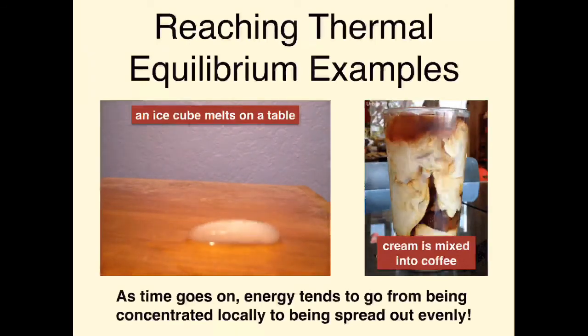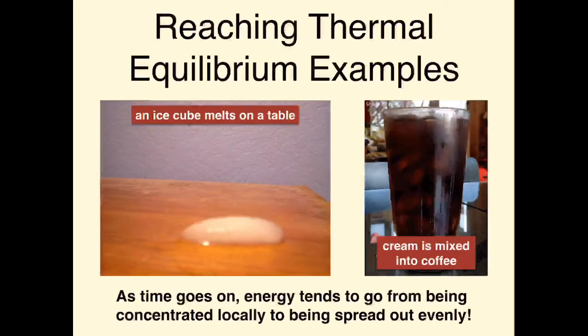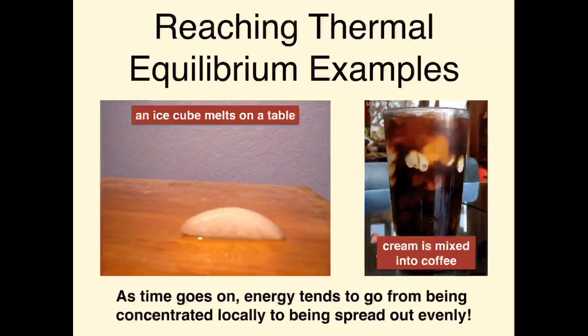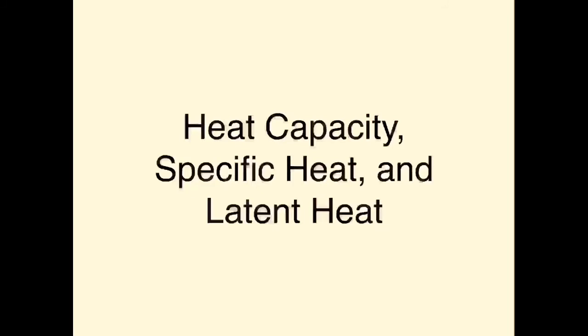And one last thing I'm going to point out about both of these cases is notice how once the system reaches thermal equilibrium, it doesn't go back, right? So in other words, the ice cube, once it melts, it's not like that water is going to freeze again and form another ice cube. And when you mix the cream into the coffee, it's never going to unmix itself and separate. It's a one-way street once you reach thermal equilibrium. Okay, so the next thing we'll talk about here is heat capacity, specific heat, and latent heat.